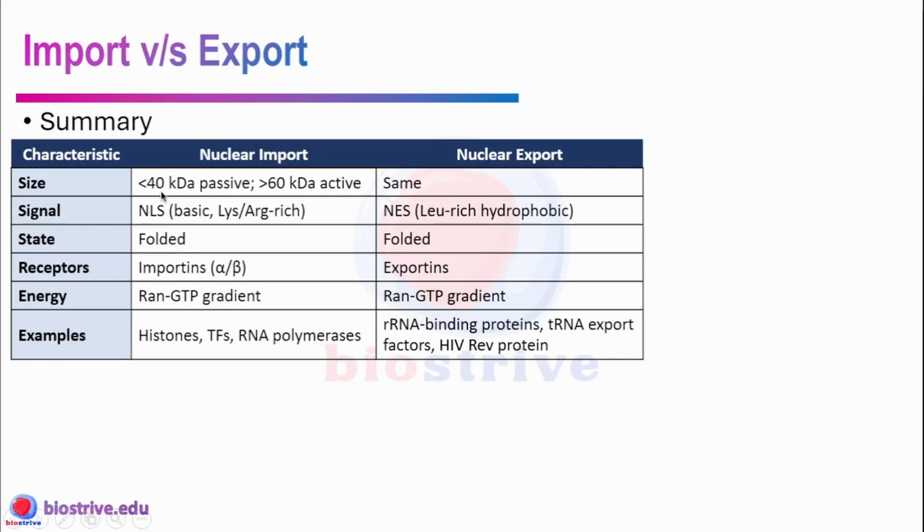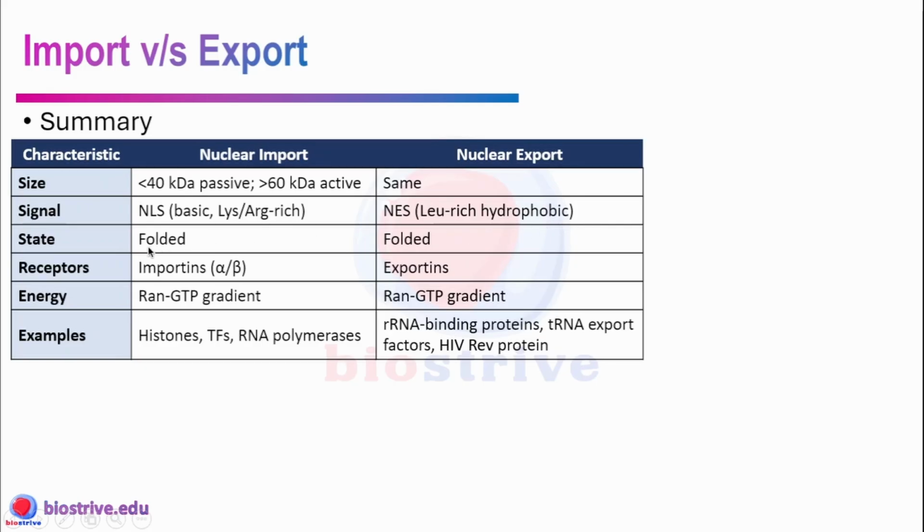If the size is between 40 to 60 kilodalton, we are talking about passive transport, and if the size is greater than 60 kilodalton, we are talking about active transport. For import, we have NLS, which is a lysine and arginine rich sequence. We talked about that in the previous introductory video. If the signal is for nuclear export, it will be a leucine rich hydrophobic sequence.